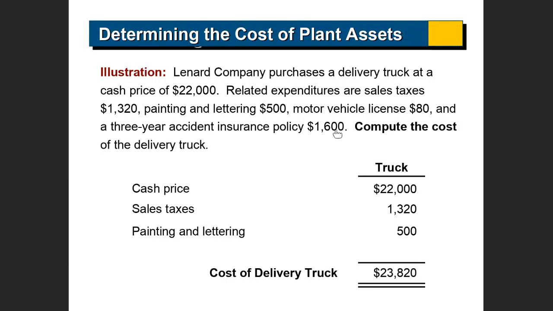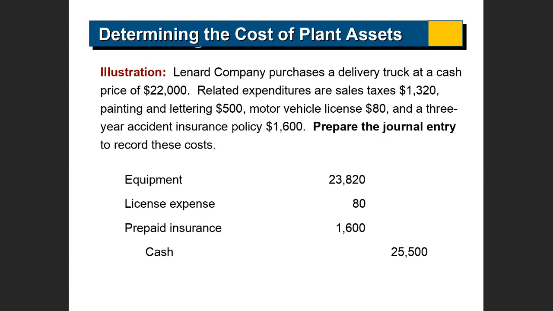So the $80 and the $1,600 are not included. The purchase price, the sales tax, and the painting are included in the equipment in the truck, which is $23,820. The $80 is an expense, and the $1,600 is a 3-year insurance, which goes into prepaid insurance. Is that clear? So when we record the entry, this is how it shows up.